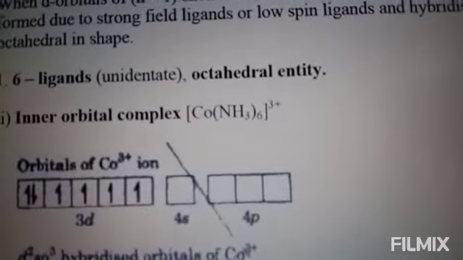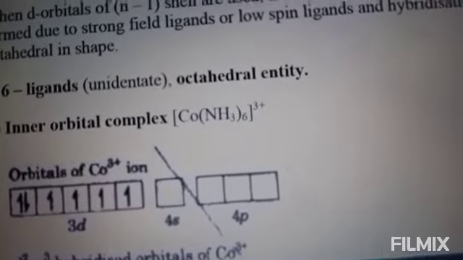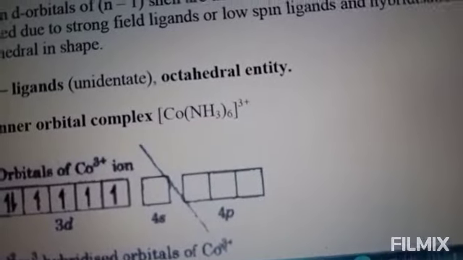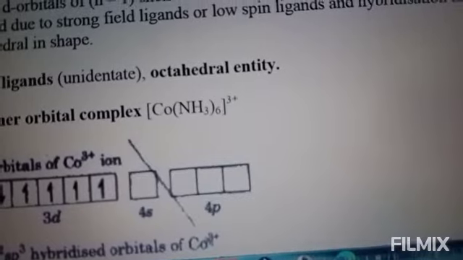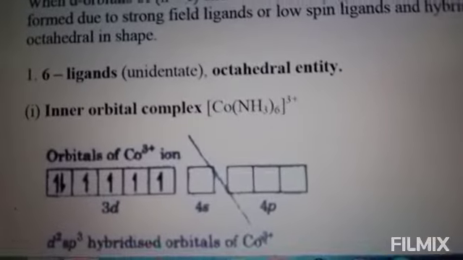For that, let us see one example. An inner orbital complex example is Co(NH3)6 with 3 plus charge. Okay, so that means it is a cation. So what is the name of this complex? Hexaamminecobalt(III).